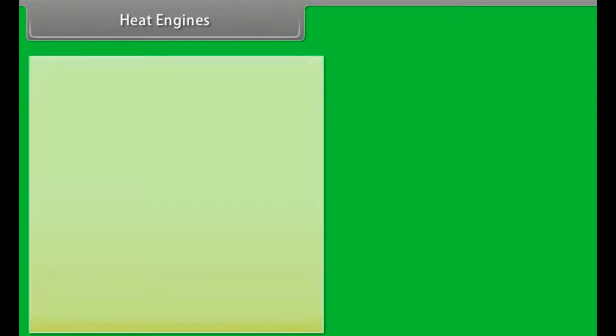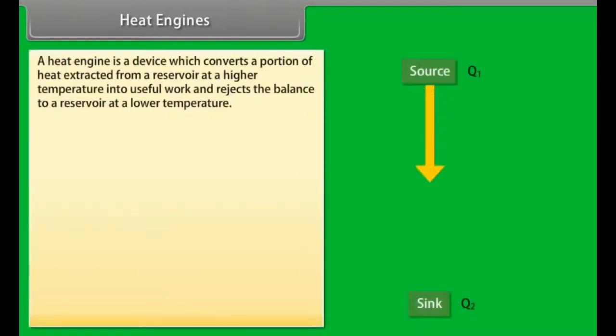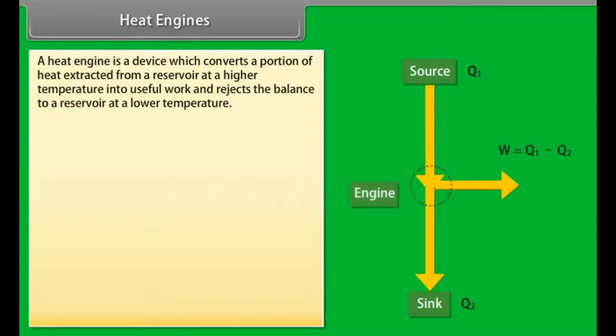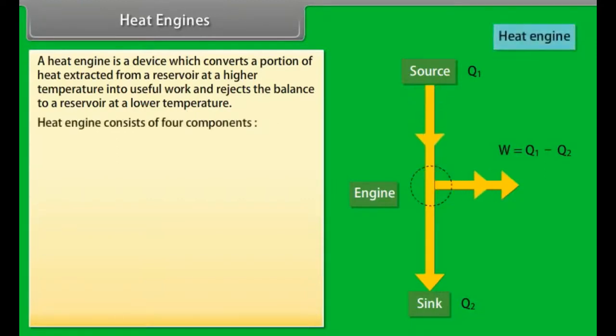Heat engines. A heat engine is a device which converts a portion of heat extracted from a reservoir at a high temperature into useful work done and rejects the balance to a reservoir at a lower temperature. Heat engines consist of four components. Source: one from where heat is extracted.